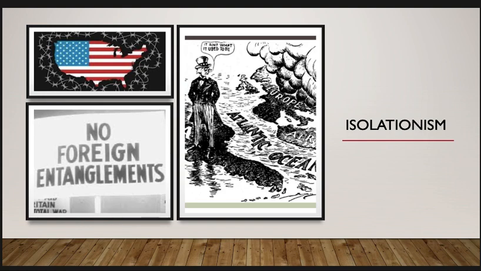Isolationism was something born out of George Washington in 1796. The United States is protected by oceans on both sides. We have very weak neighbors to the north and south. Canada, Mexico, very weak neighbors. So we could be isolationists.